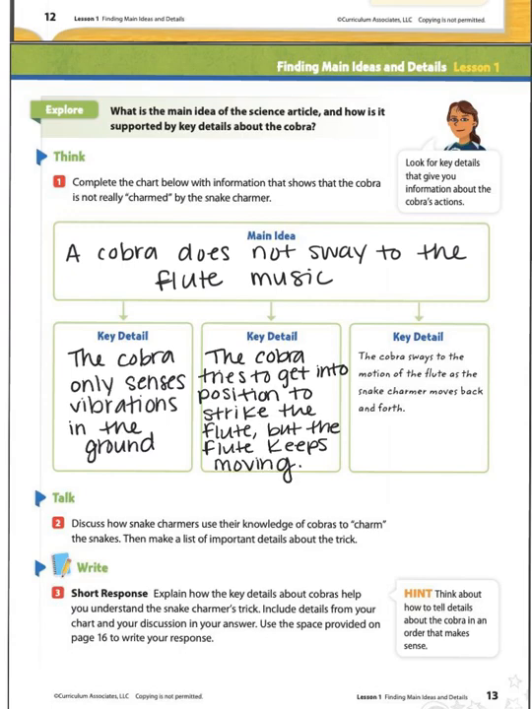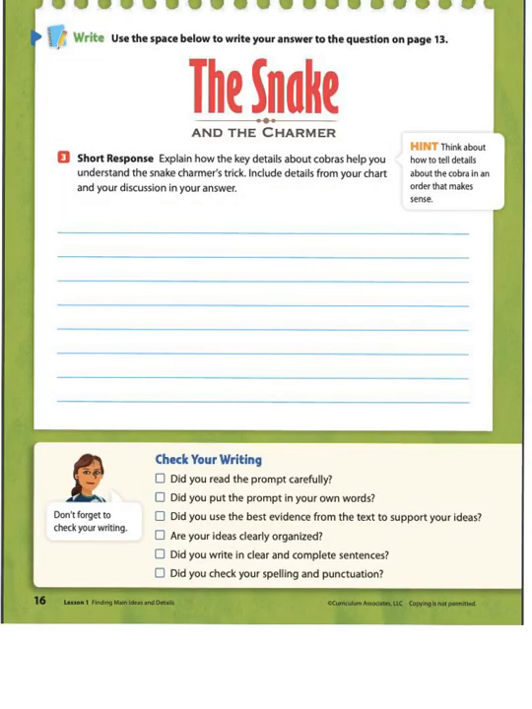Now I want you to think about how snake charmers use their knowledge of cobras to charm the snakes or perform their trick. Think about a list of important details about the trick. How do the key details about cobras help you understand the snake charmer's trick? Include the details from your chart and your discussion in your answer.